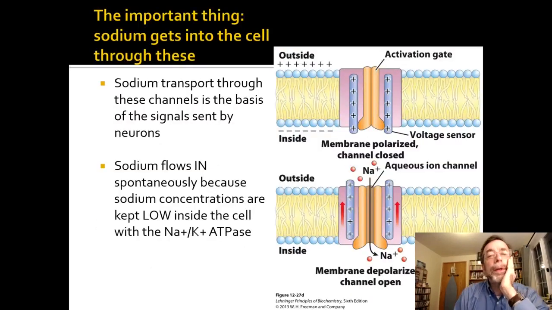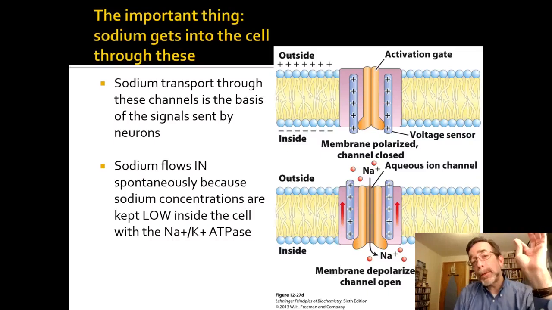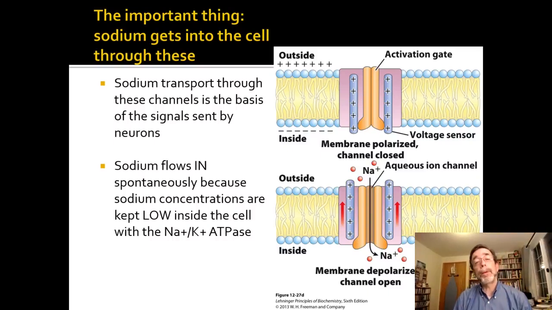What's really cool is these have a selectivity filter that selects for sodium. Sodium gets in and out of the cell through these, and sodium is in salt. This is why salt will make nerves twitch, and why salt in your wound will make your nerves hurt. So sodium transport through these channels is how neurons work.